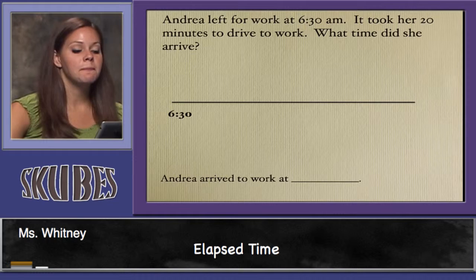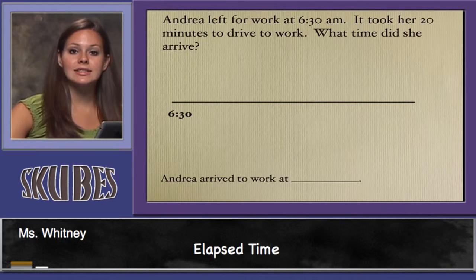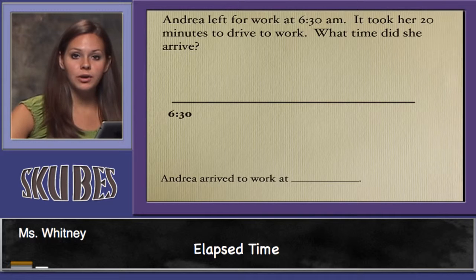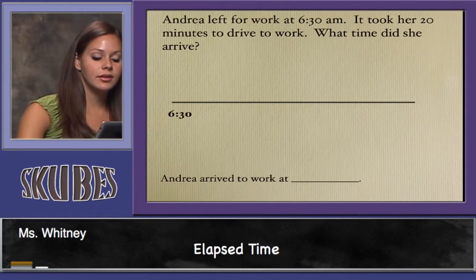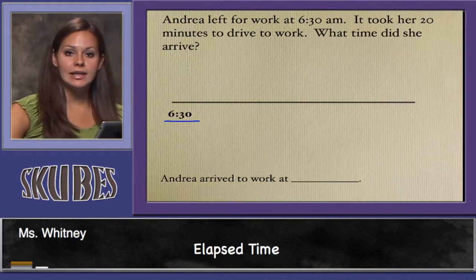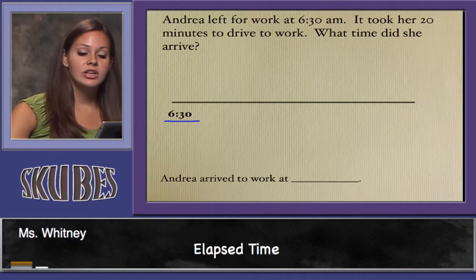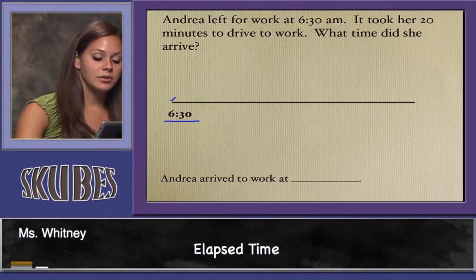Let's look at this problem. Andrea left for work at 6:30 a.m. It took her 20 minutes to drive to work. What time did she arrive? So she left for work at 6:30 a.m. She will be in her car for 20 minutes. We'll start with 5 minutes. It will be 6:35.